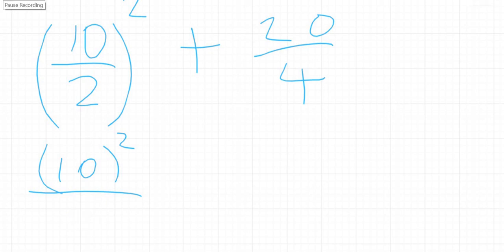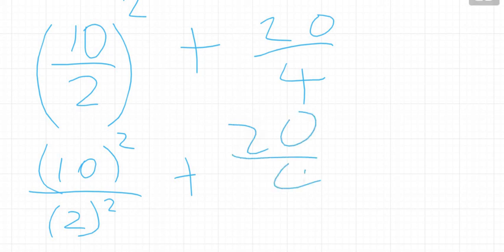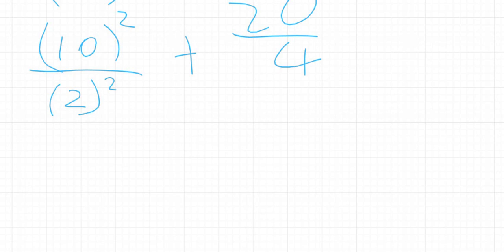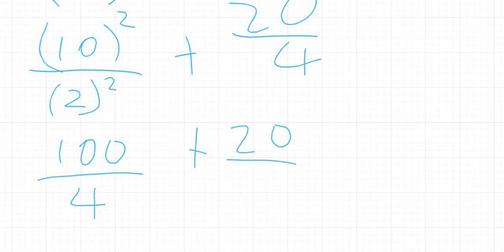Let me write this a little better. So 10 raised to the second power over 2 raised to the second power, plus 20 divided by 4. So we can go ahead now and work it out. 10 raised to the second power gives us 100, divided by 2 raised to the second power, which gives us 4, plus 20 over 4.